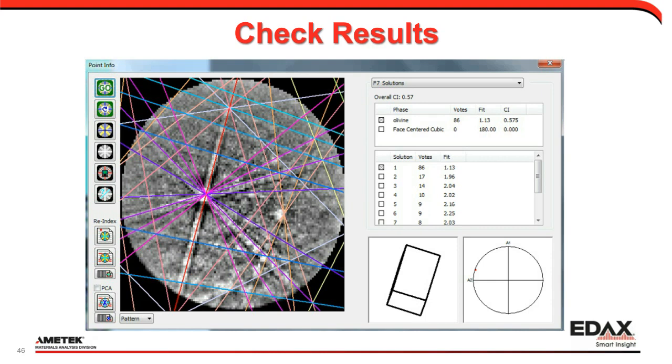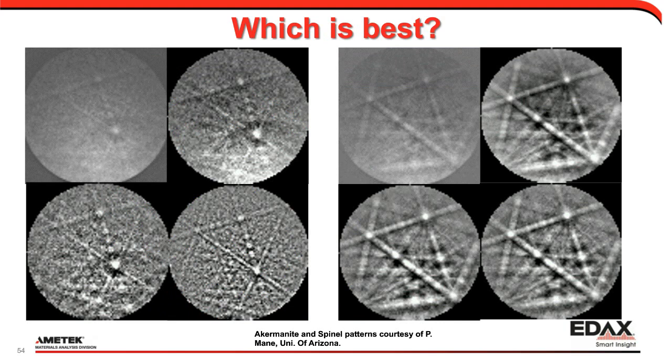Let's go ahead and jump back to our patterns. Here are our patterns, and again, you can see that the different backgrounds in this case give us much different results depending on the phases that we have. Now, luckily for us, the spinel is relatively easy to do any of these patterns on, while, of course, the anorthite is having more issues.